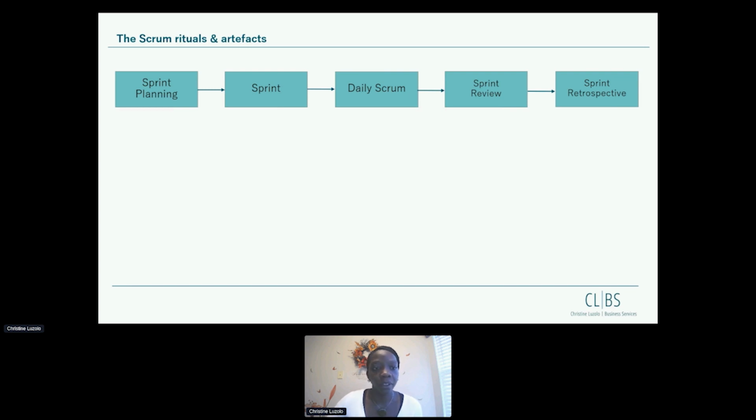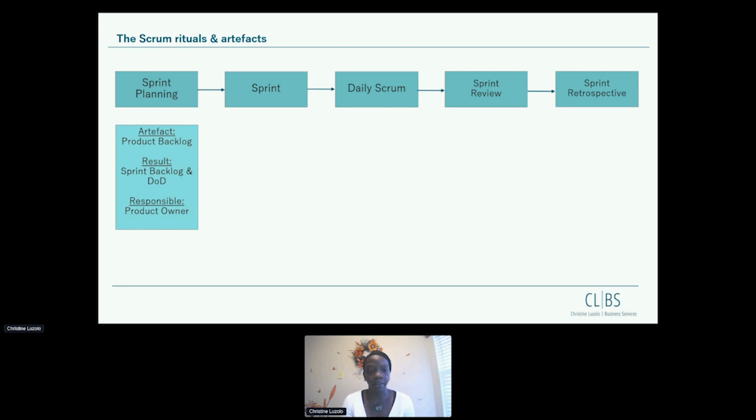Okay, so details about the sprint planning. The artifact that is being used here is the product backlog. And so in the sprint planning, the R&D team and the product owner are sitting down and discuss what to do in the upcoming sprint. And so the result of this sprint planning is the sprint backlog and the DOD, which means the definition of done. So the definition of done provides criteria which the increment needs to meet so that the sprint is being completed successfully. And responsible for the sprint planning is the product owner.